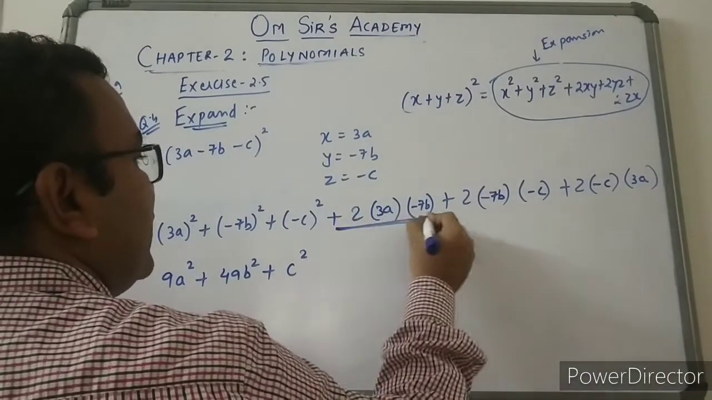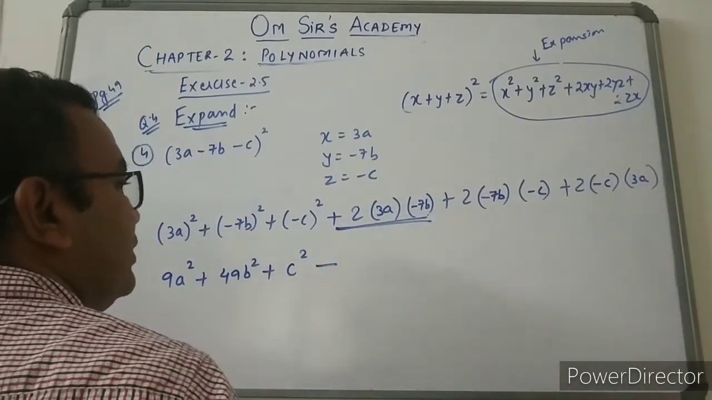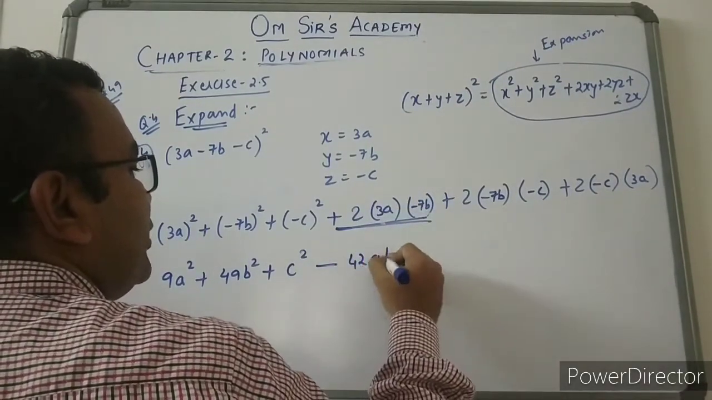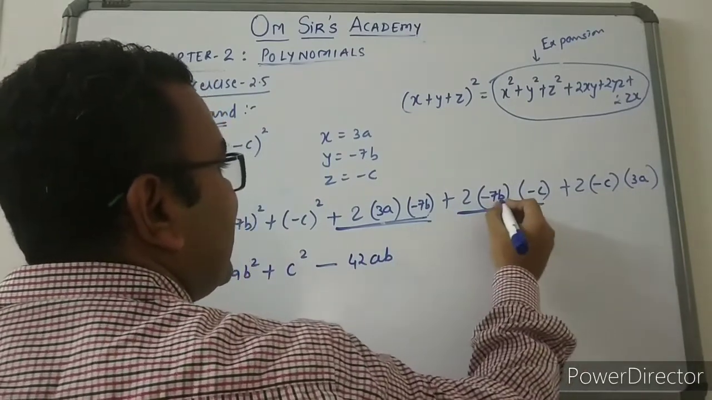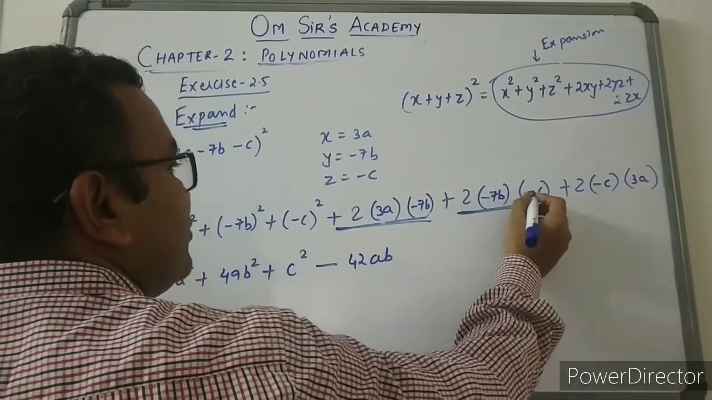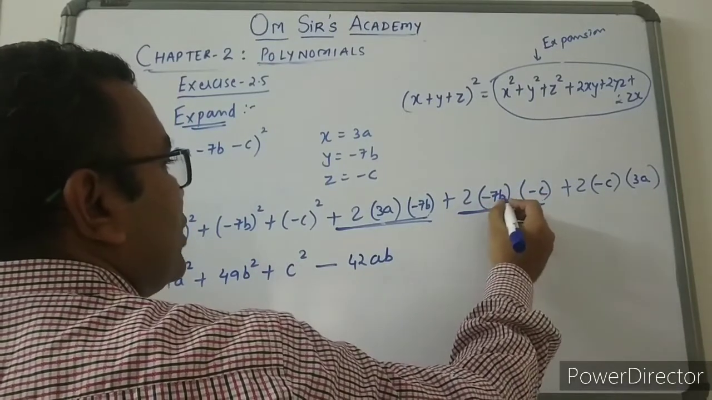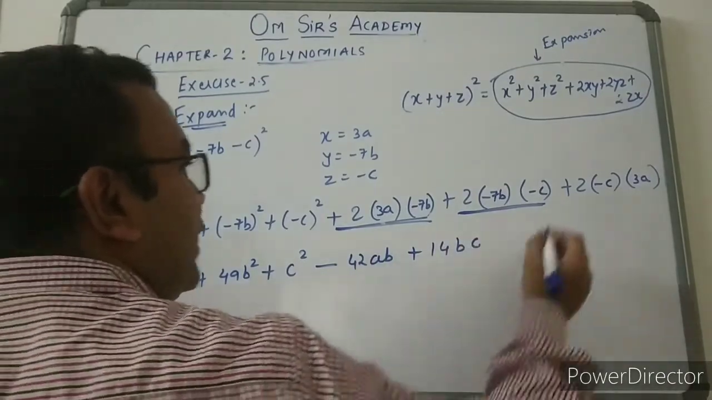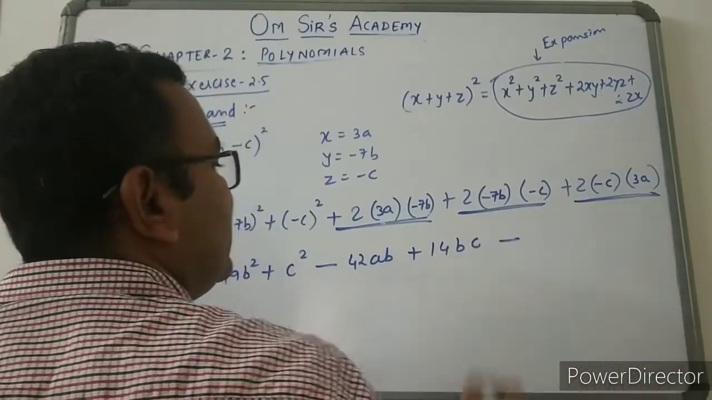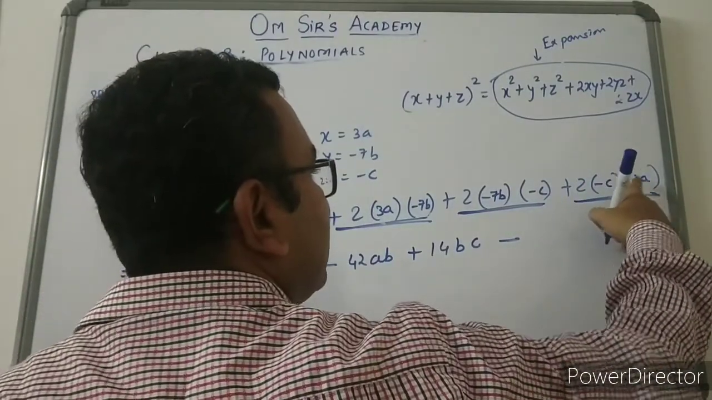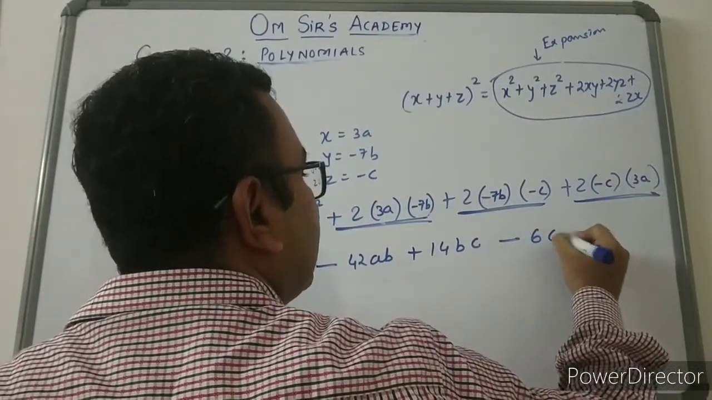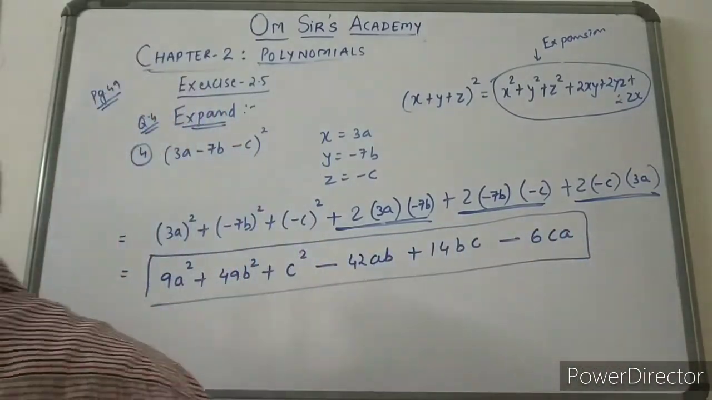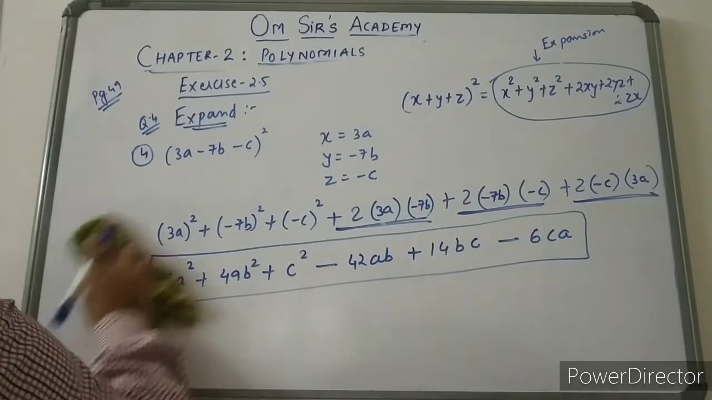Here friends there is one negative sign, so outside the sign will remain negative only. 2 3s are 6, 6 7s are 42, a into b is 42ab. Here friends there are two negative signs, so minus into minus will be plus. So 2 7s are 14, 14 into bc, that is 14bc plus 14bc. Okay, and here there is one negative sign, so outside sign will remain minus. So 2 into 3, 6, 6 into ca, that is 6ca. Okay, so this is my answer. Now the fifth sum.